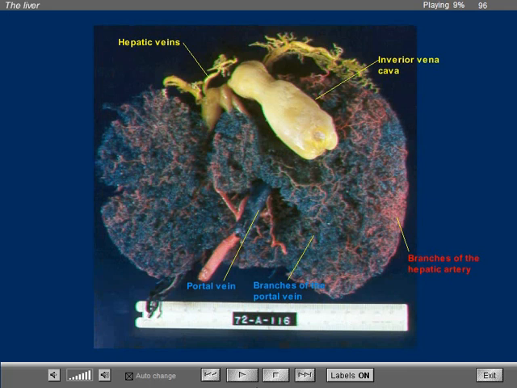The same liver seen from below and behind shows the hepatic segment of the inferior vena cava in yellow connected to the liver via the hepatic veins. Once again, we see a decrease in blue, increase in red, and marked decrease in the yellow.